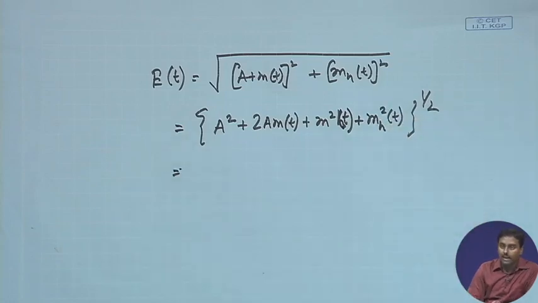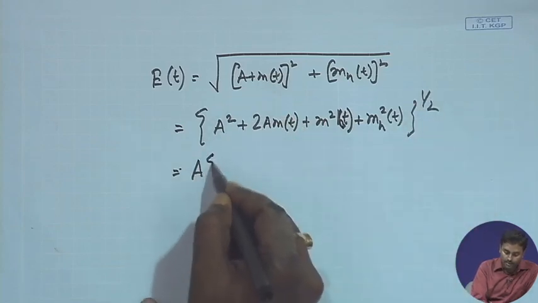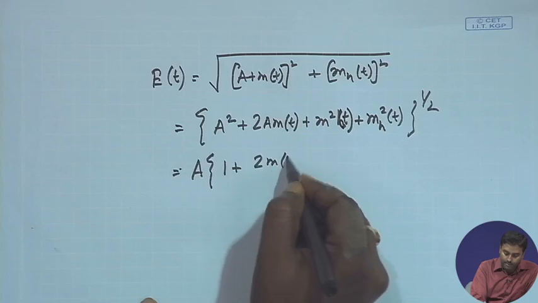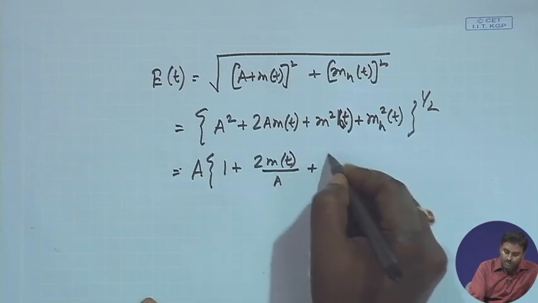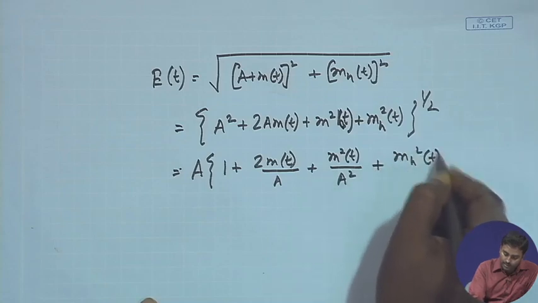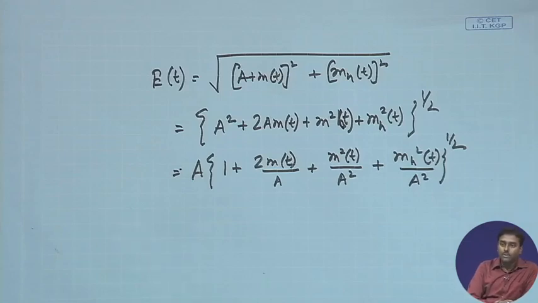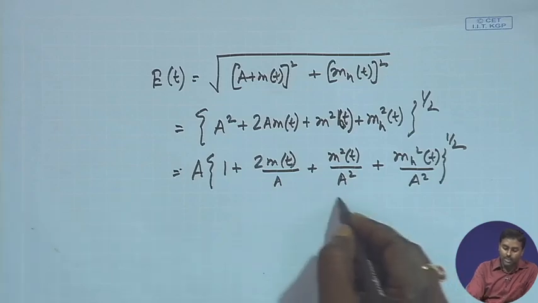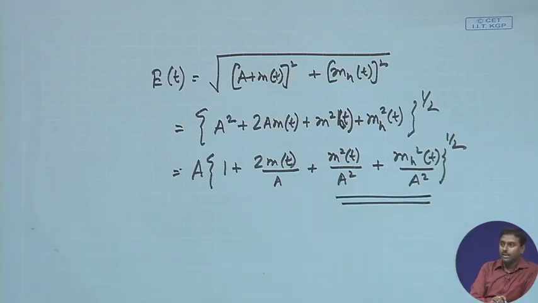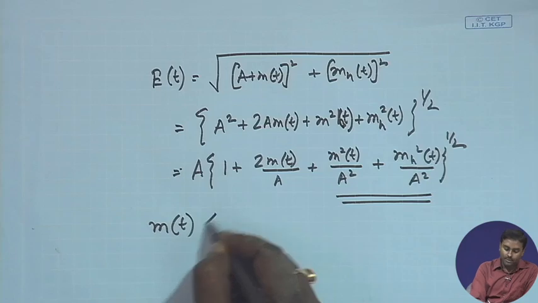Okay. I take A out, so A squared out, because there is a square root, so it should be A. So I get 1 plus 2 m(t) by A plus m squared(t) divided by A squared plus m_h squared(t) divided by A squared, to the power half. Now I will try to put some approximation, okay, where I can actually detect m(t). So I know that the square terms are bothering me, so I need to somehow take this out. I can neglect this if m(t) is much less than A.